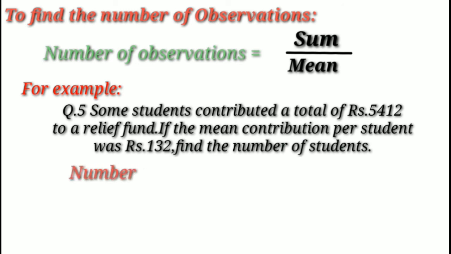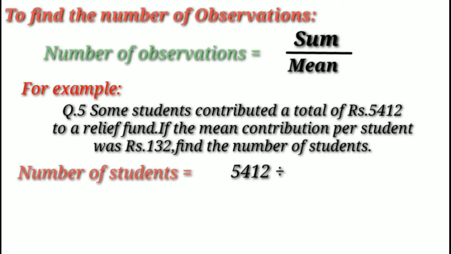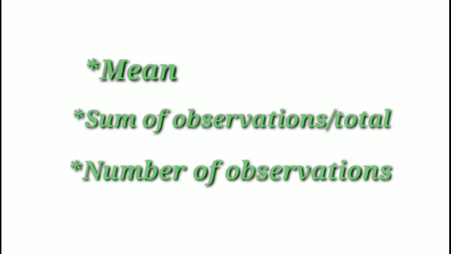So let's calculate: number of students equals 5,412 divided by 132. That is sum of observations divided by mean, and that is equal to 41. Hence the number of students is 41. Clear? So children, you have learned three types of questions. First to find mean, next to find sum of observations, and third to find the number of observations.